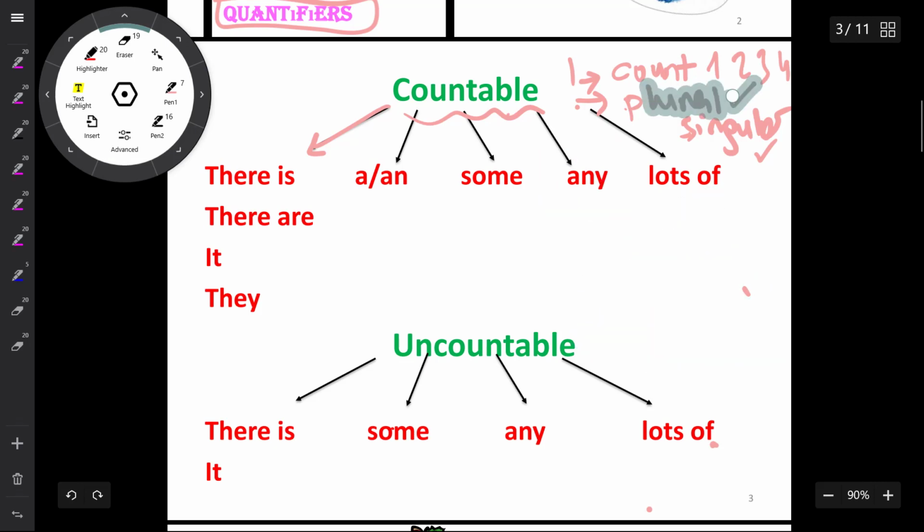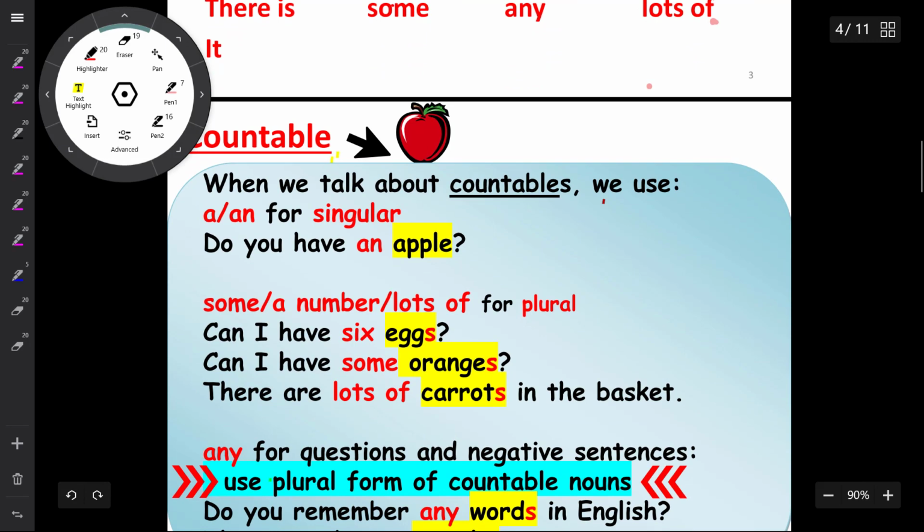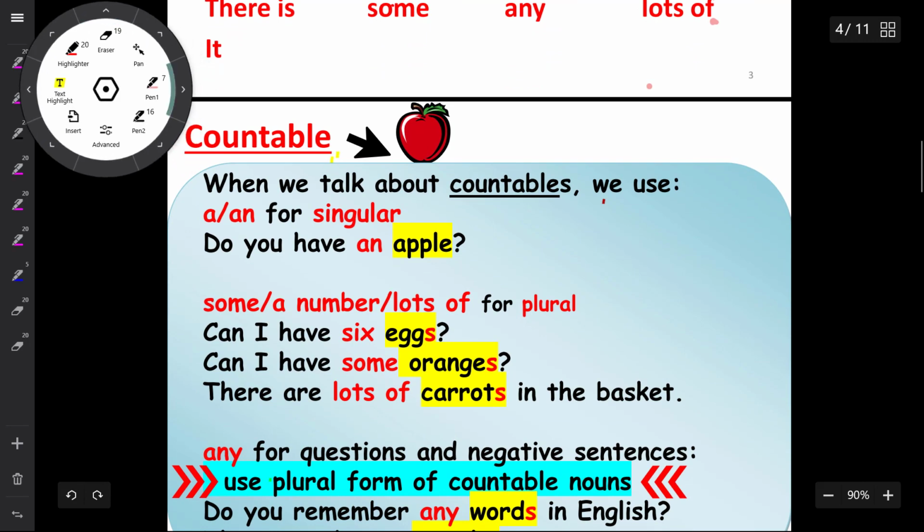let's look at the other details. Okay, let's look. I have got an apple here. Yes, I have got an apple here. This fruit is countable. Let's look at the examples. Okay. When we talk about countables, what do we use with countables?